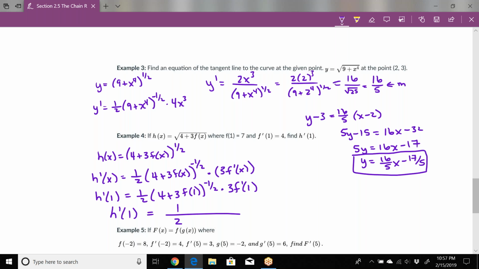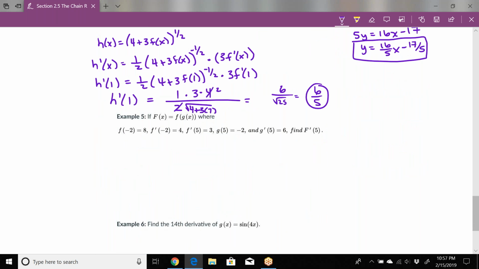I'm going to write this as a fraction now. The 1/2 is going to be half on top, half on bottom, just like numerator and denominator should be. On the bottom, we're going to have a square root of 4 plus 3 times f of 1, which is 7, so that's a 7 down there. And on top, I still have times 3 times a 4, because we have that f prime of 1 is 4. So this cancels, and I'm going to get a 6 on top. And then this is square root of 4 plus 21, so that's square root of 25. So that's going to be 6 over 5 as the evaluation.